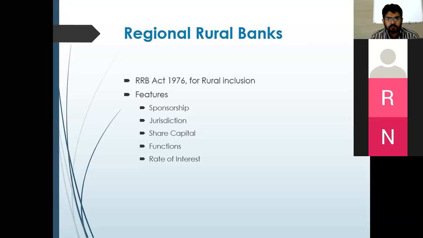These banks were formed in 1976 under the RRB Act, the Regional Rural Bank Act, which was passed in 1976, and then these regional rural banks were incorporated. Why were they done? What was the reason? The reason was rural inclusion. Now, can somebody tell me what is this rural inclusion?